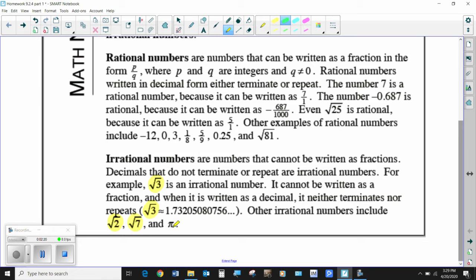And then, of course, you've got some other things that show up as irrational numbers like pi. And there are a few others out there, but I'm not going to bother going into the details with them because we won't be working with any of those. We'll only work with pi and these square roots.